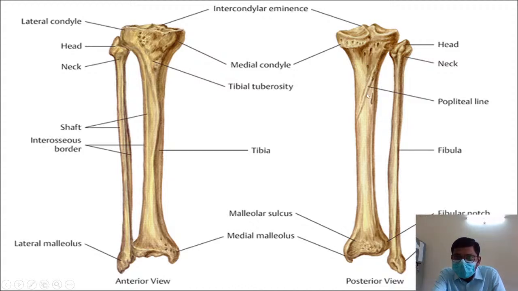And also you can see an oblique line on the posterior surface of the tibia called the popliteal line. If you come to the lower end of the tibia, you can see another one here called the malleolar sulcus, and also this is the medial malleolus of the tibia. Towards the lateral side, this tibia will present a notch called the fibular notch here. Coming to the fibula, in this picture it has a head and neck, and also this is the shaft of the fibula. At the lower end, it presents one part called the lateral malleolus.